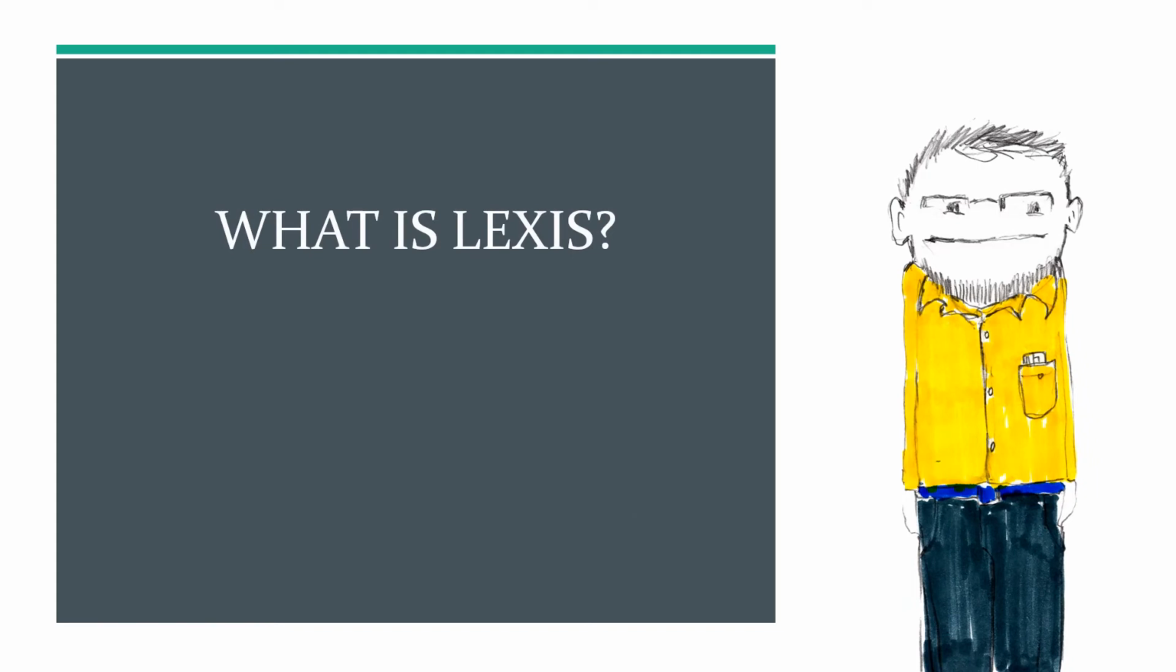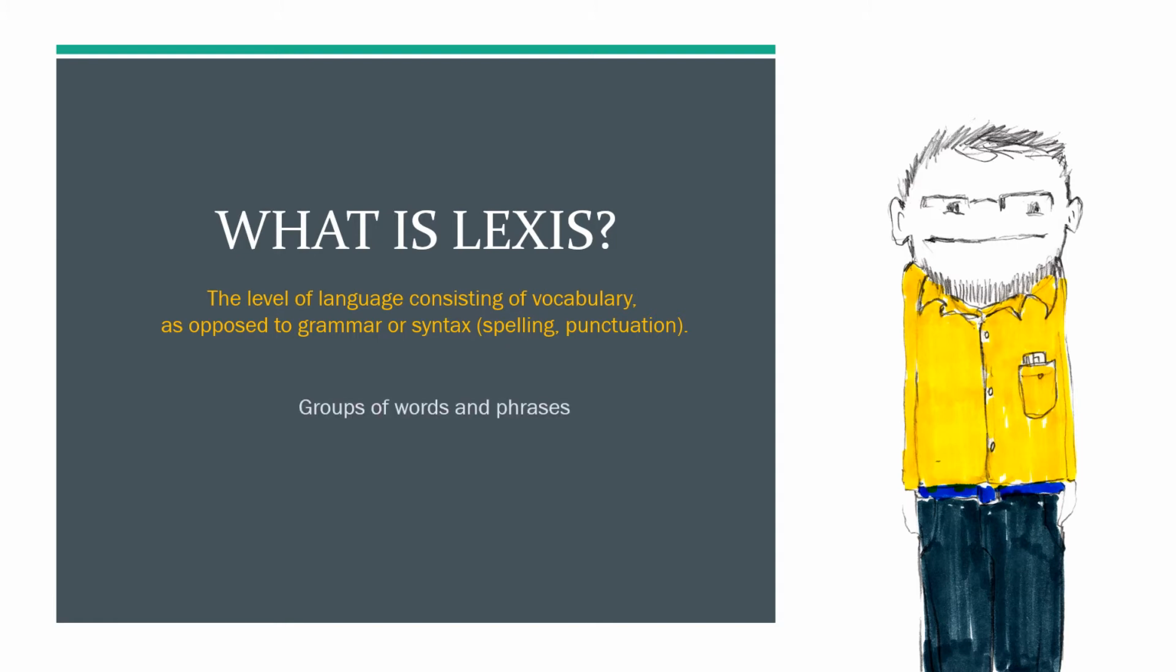So we talk about lexis in these terms. It is the level of language consisting of vocabulary as opposed to grammar or syntax. When we talk about lexis, we talk about groups of words and phrases, collocations, idioms, and prefixes and suffixes. If we talk about words in groups, we can think of, for example, what words do we need to use to talk about a hairy dog? Well, we use words like paws, muzzle, ears, tail, and fur. This forms a lexical group.